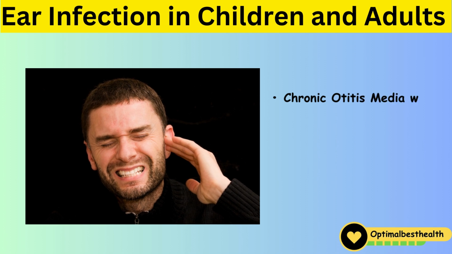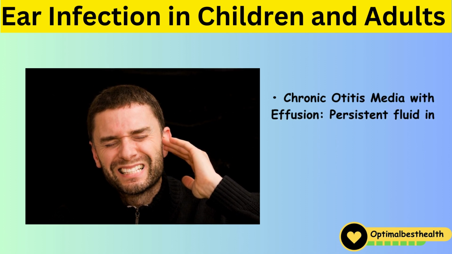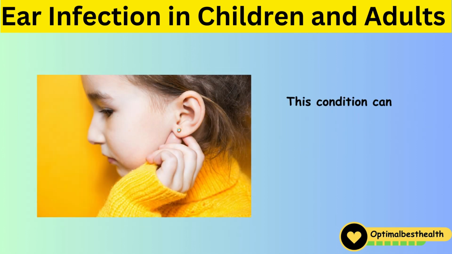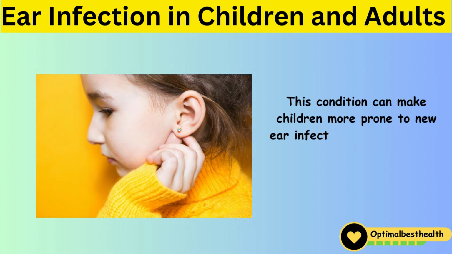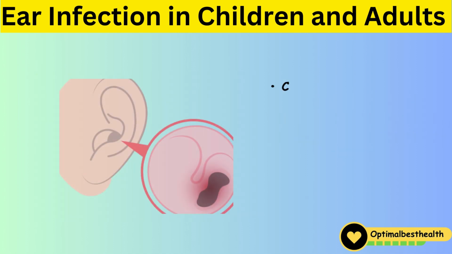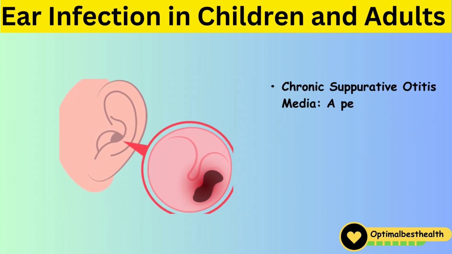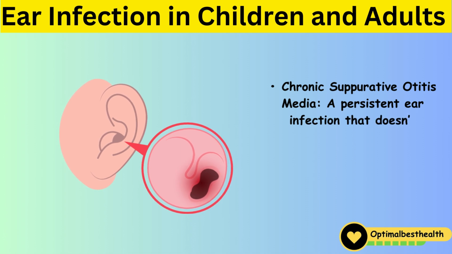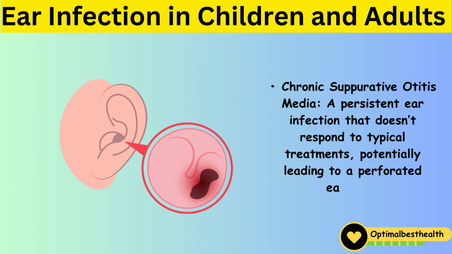Chronic otitis media with effusion, persistent fluid in the middle ear that recurs without infection. This condition can make children more prone to new ear infections and can affect hearing. Chronic suppurative otitis media, a persistent ear infection that doesn't respond to typical treatments, potentially leading to a perforated eardrum.